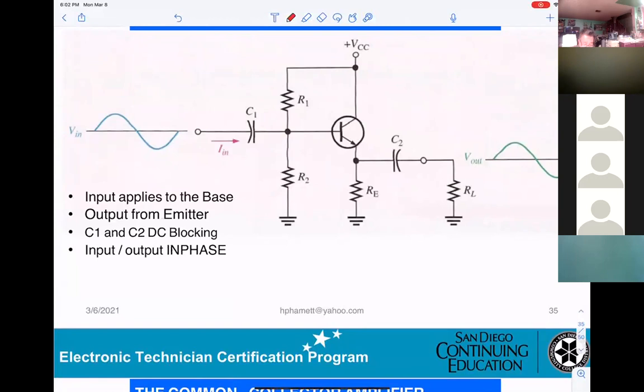Input connects into the base. However, output is from the emitter. This is the emitter. So that's why they call it a common collector or emitter follower. They're telling you V out is the same as VE. That's why it gets the name emitter follower. Input applied to the base, output from the emitter. C1, C2 are DC blocking. And also input and output will be in phase.